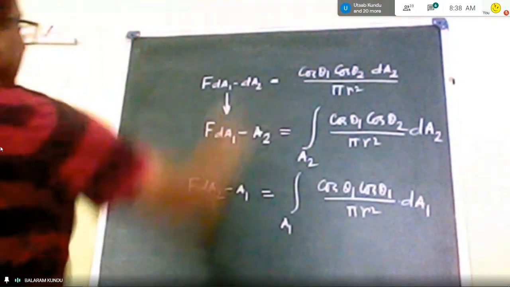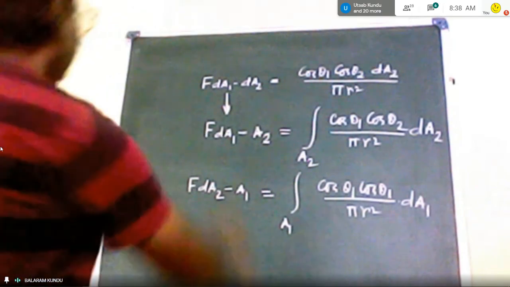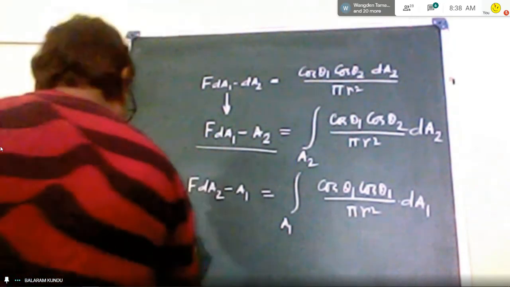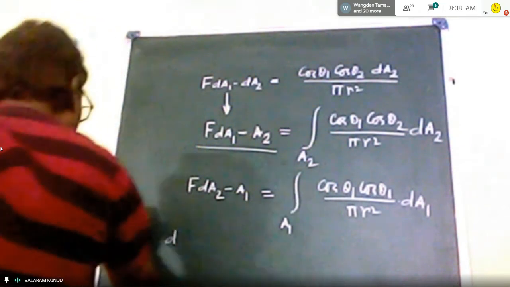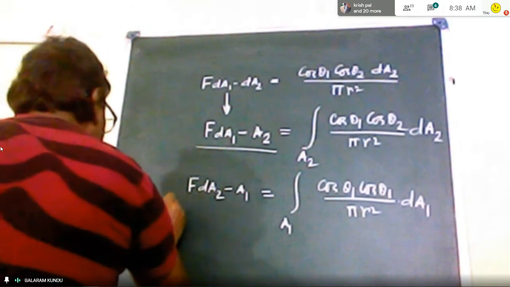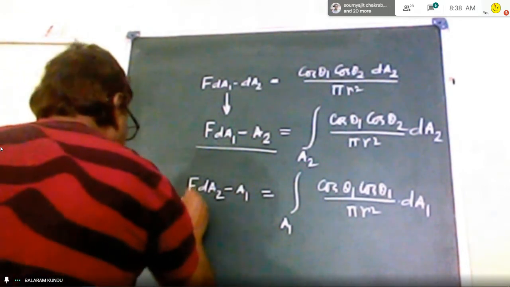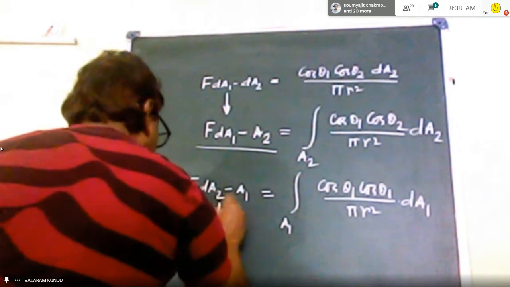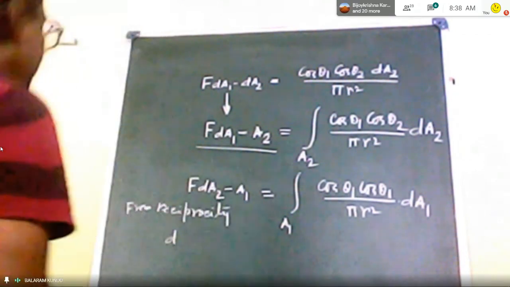You know, dA1 to A2 is there, so we can write here using this. We can write here, say dA1. So that from reciprocity relationship, we can write from reciprocity. Reciprocity relationship.